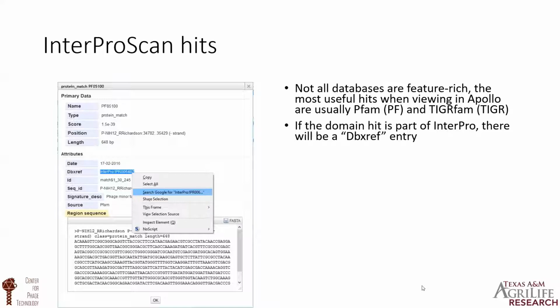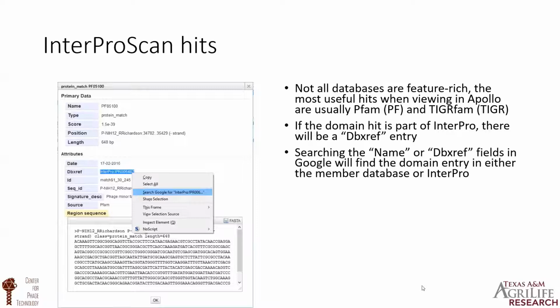An easy way to get this is simply to highlight that text in the window with the mouse and right-click on it to search in Google. And that will then bring you to the InterPro entry at the InterPro website. You can then find out more information about the nature of that domain.